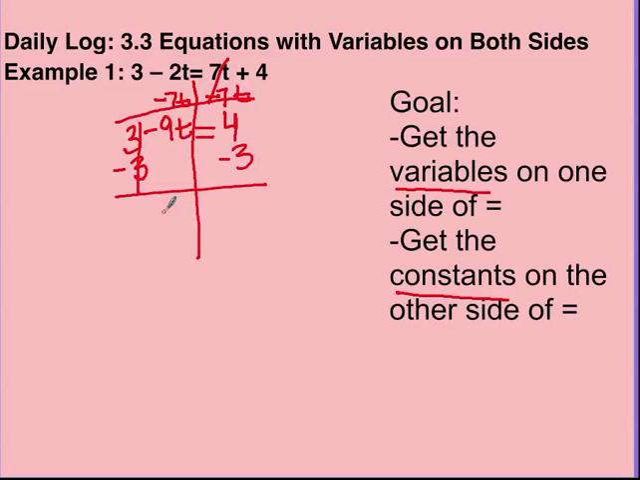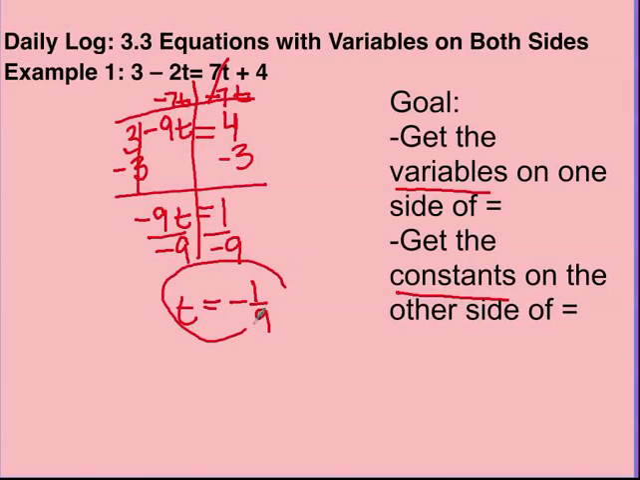These will cancel out, so I'm left with negative 9t equals 4 minus 3, 1. All right, the last step would be to divide by negative 9. And we are going to get a fraction answer. Our answer is negative 1/9. So t equals negative 1/9.